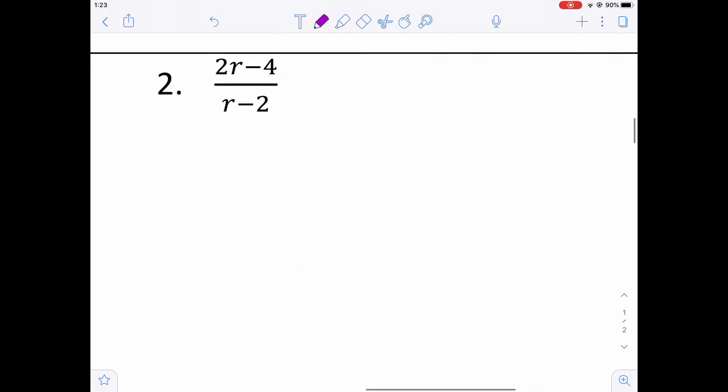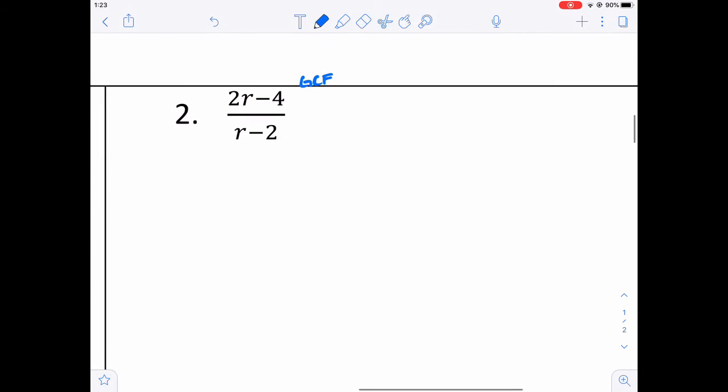So this time we have a binomial on the top and bottom. On top we have 2r minus 4, and on the bottom we have r minus 2. So we're going to factor. This is going to be a GCF problem because it's a binomial and it's linear. How do we know it's linear? Well, it's degree 1.